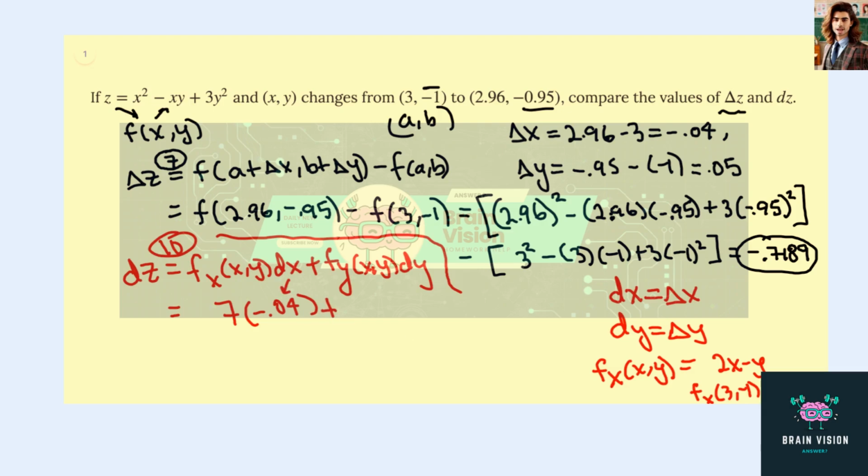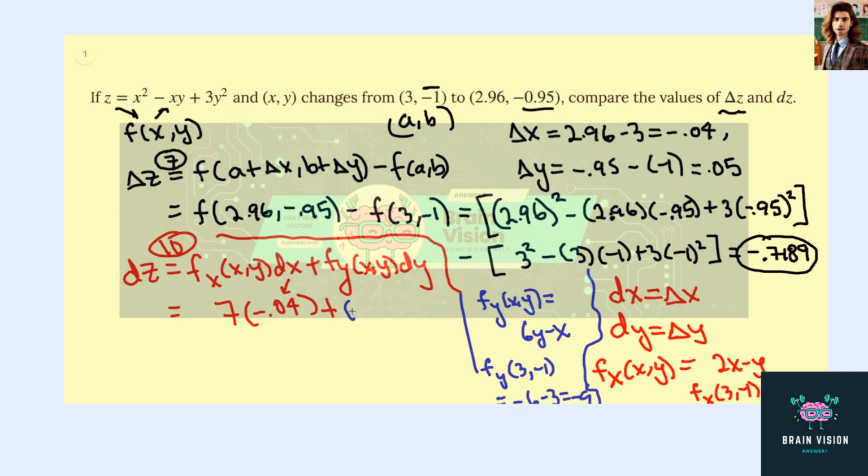Plus, now we need the partial derivative with respect to y. This one will be 6y minus x. Plug in the point 3, minus 1, and you'll have negative 6 minus 3, giving you negative 9. Then delta y, that one was 0.05. Going back to the calculator and crunching all this in, we'll have negative 0.73.